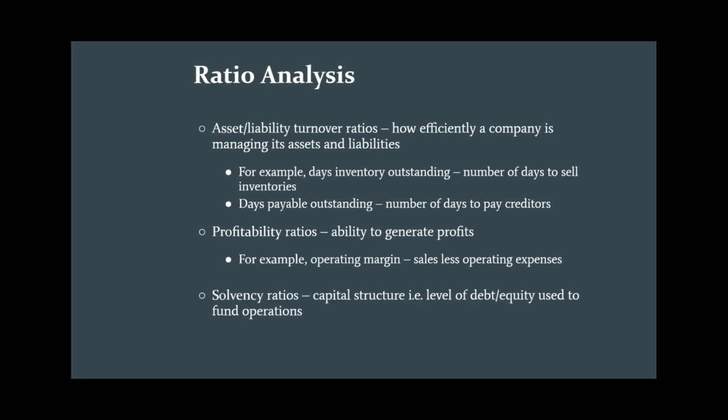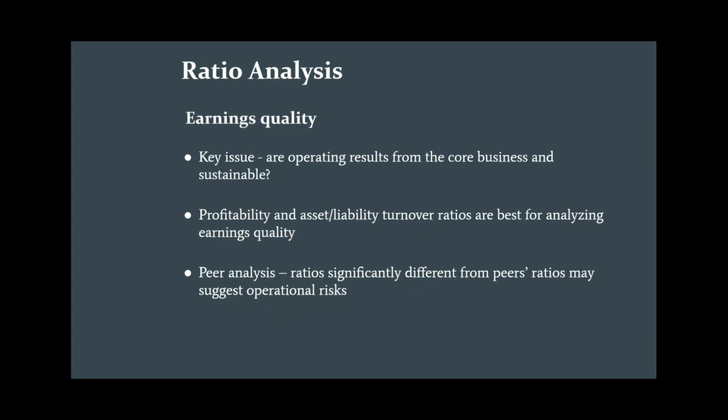Then we have solvency ratios, which look at the capital structure, that is the level of debt or equity used to fund a company's operations. And an example of a solvency ratio is debt to equity, which is debt expressed as a percentage of total equity. In doing earnings quality analysis, the key issue is whether operating results are from the core business and are sustainable.